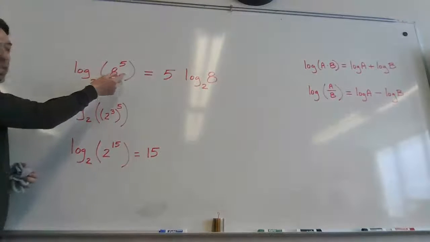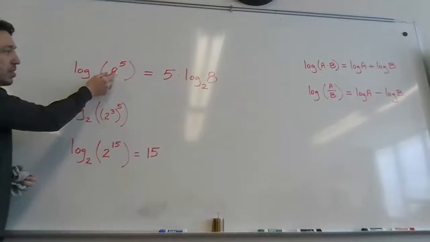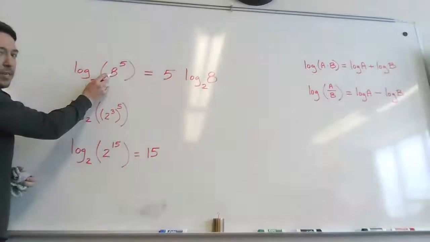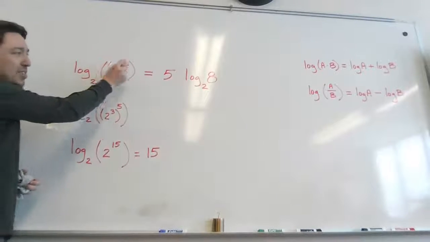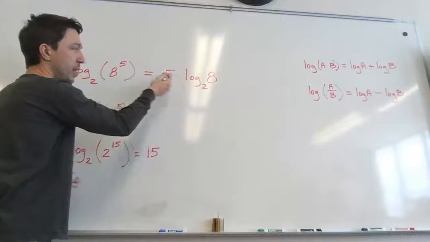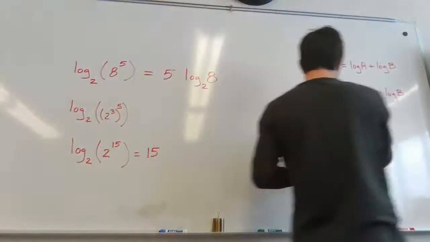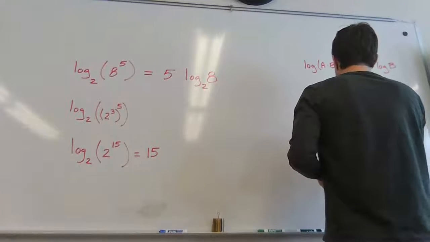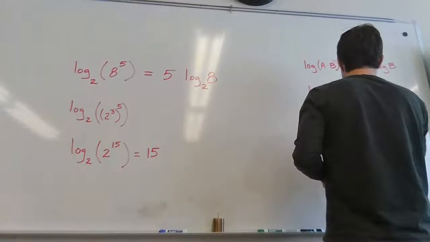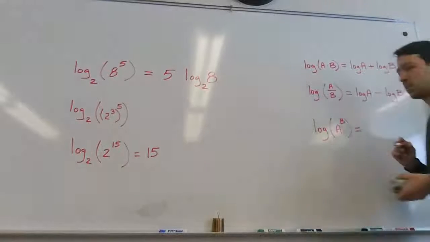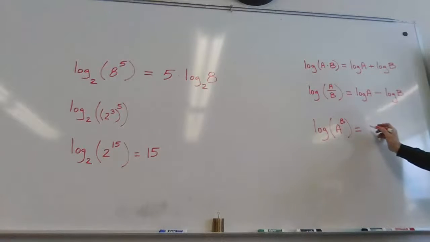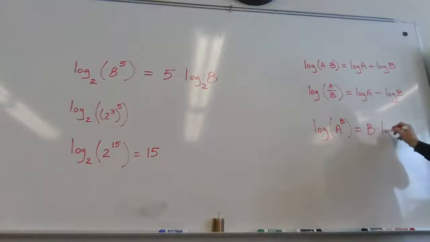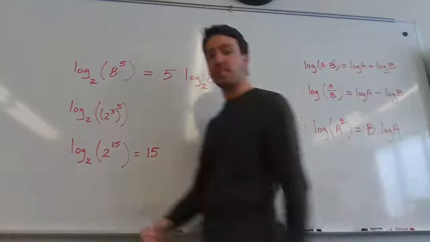What's really interesting here is that you can take this number inside and raise it to a power, but really all that does is multiply the log value by that number. So generally speaking, log of A to the B power is equal to, who knows this? What should we write right here? B times the log of A. Very good.